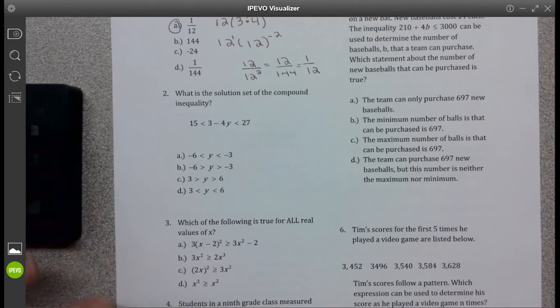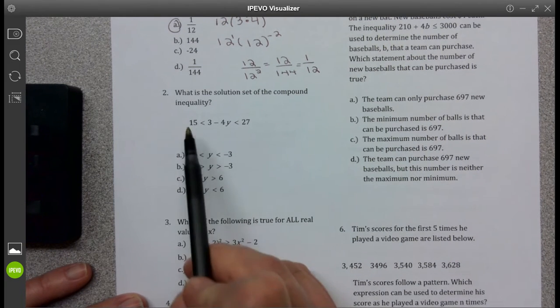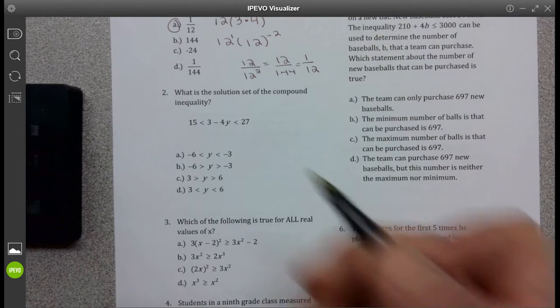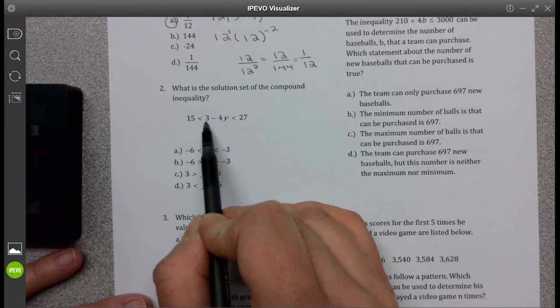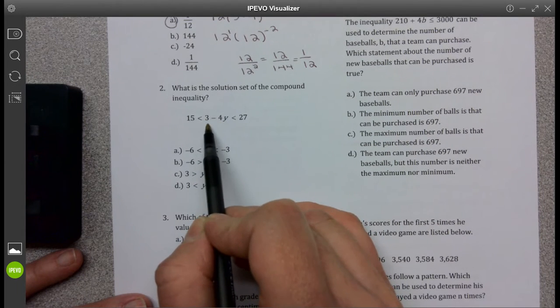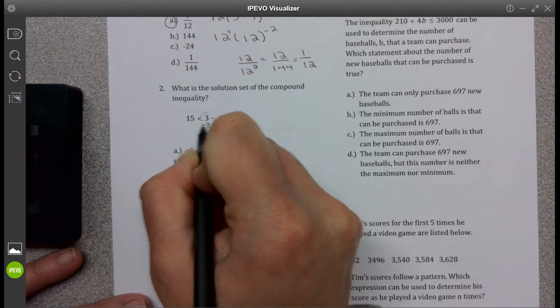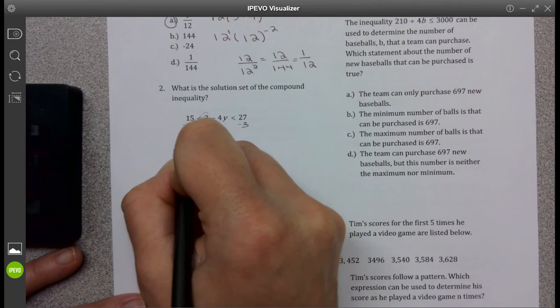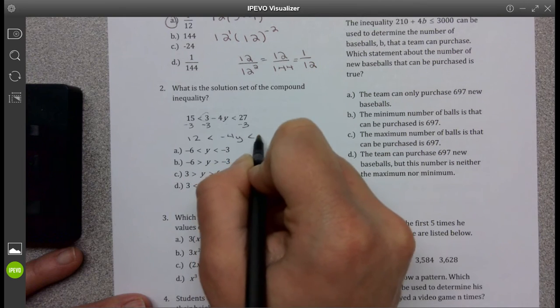Number 2, what is the solution set to the compound inequality? It's called compound because there's 2 sides to the inequality. We're trying to get y by itself, so we have to remove this 3 and remove this negative 4. 3 is the furthest away. The 3 is positive, so I'm going to subtract 3 from all sides of the inequality. You will be left with 12 is less than negative 4y is less than 24.